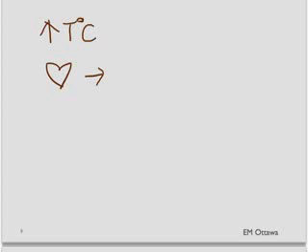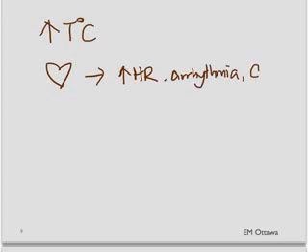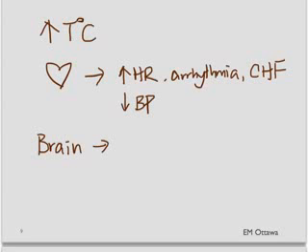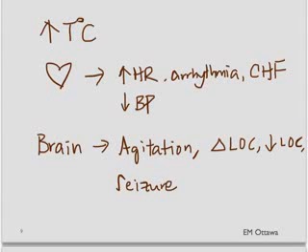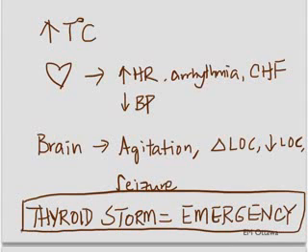In short, the thyroid storm patient might present with fever, and in the heart, tachycardia, arrhythmia, CHF, shock, and in the CNS, agitation, confusion, coma, or seizures. These are sick patients, and thyroid storm is a medical emergency. We have to pick up these patients early and treat them aggressively.